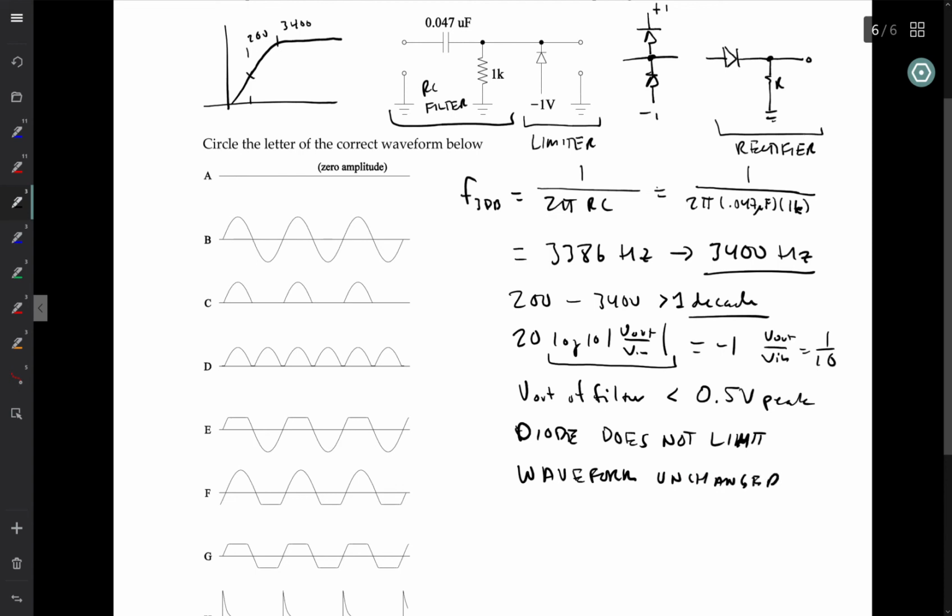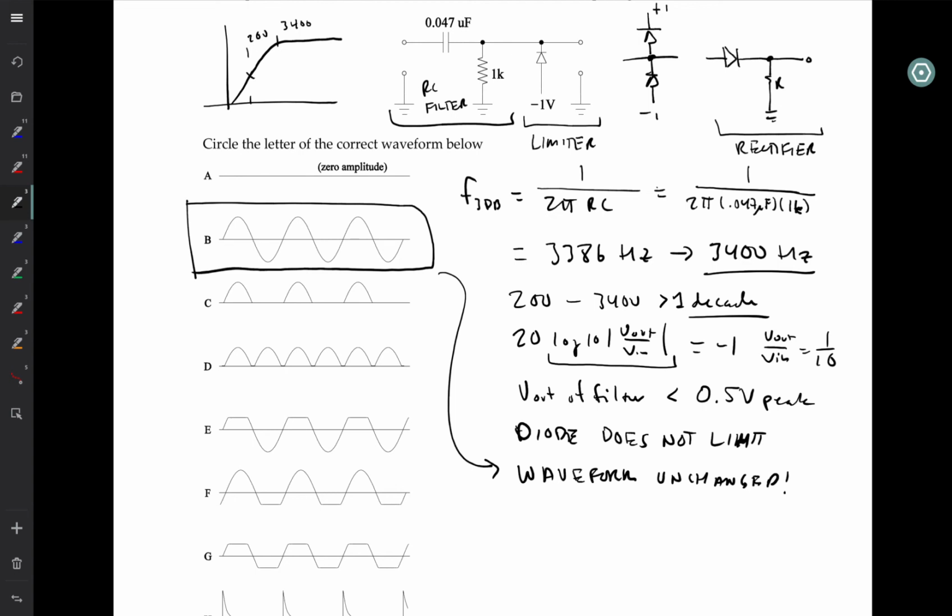C-H-A-N-G-E-D. So the result is P. It certainly is smaller than the waveform that came in from the very beginning, but it is still a sine wave.